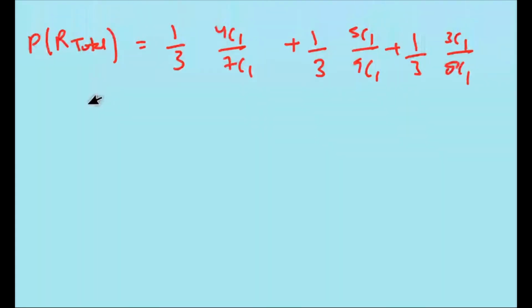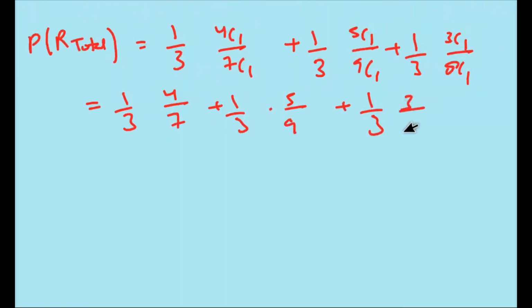Okay, now when you solve nC1, that is n, so here it is 4 upon 7 plus 1 by 3 into 5 upon 9 plus 1 by 3 into 3 upon 8. So after going through the calculation, you can find your answer for the total probability. Okay, now this one is the total probability. So using this you can solve so many questions.